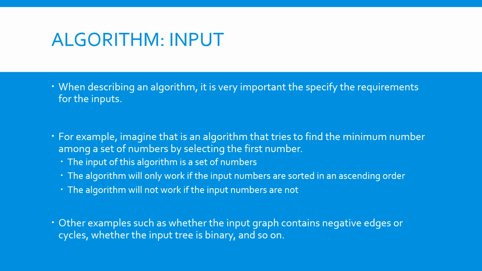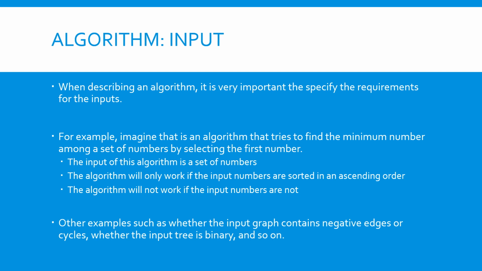Know that it is very important to precisely specify all assumptions or expectations we have made to the input. This is because in many cases, if the assumptions or expectations are not met, the algorithm cannot properly solve the problem. For example, imagine an algorithm that tries to find the minimum number among a set of numbers by selecting the first number. For this algorithm to work, its input must be a list of numbers sorted in ascending order.